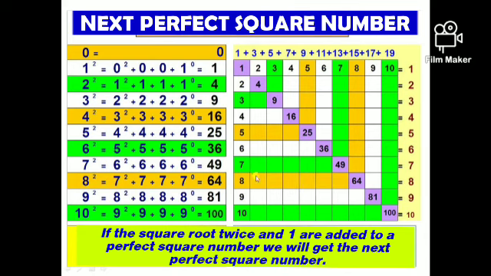Look at here. Here 9 square is equal to 81. We add 1 nine here, 1 nine here and 1 here. 2 nines and 1 added, then we will get the next perfect square, that is 100.